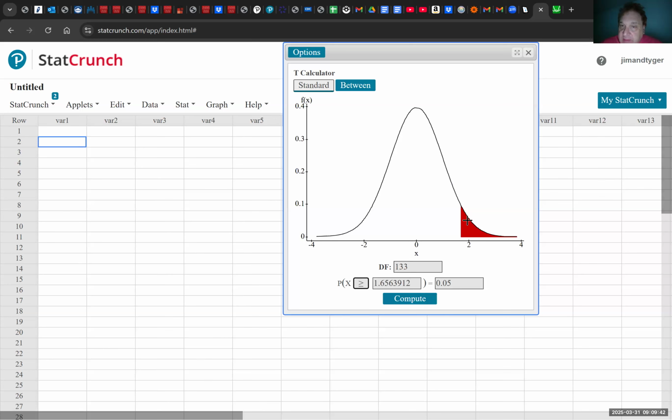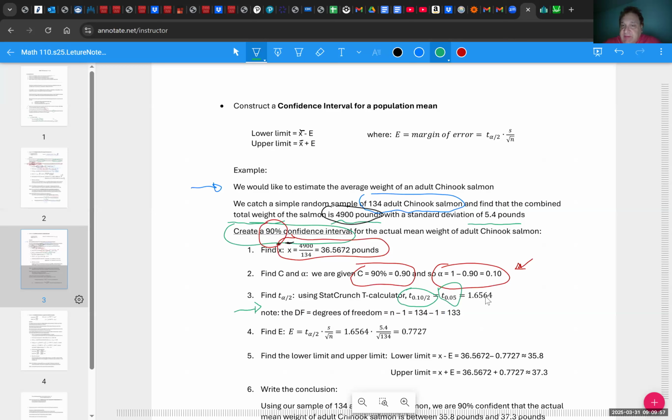And so here's where the proportion is 0.05, and the value we get is about 1.6563912. And then I rounded that number to 4 decimal places, and I got 1.6564. So that's just right off of StatCrunch. That's the T alpha over 2 using the T calculator, versus the Z alpha over 2, which is using the normal calculator.